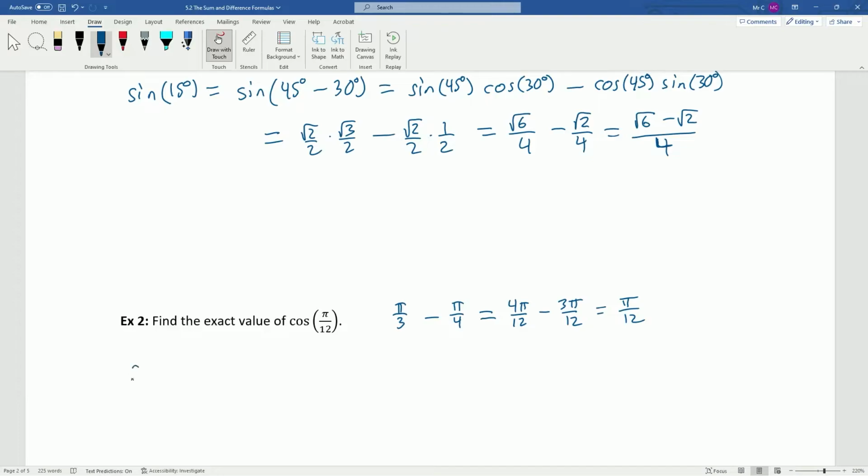So that tells me that I can rewrite cosine of pi over 12 as cosine of pi over 3 minus pi over 4. And now I can apply my cosine formula. And the cosine formula is cosine, cosine, sine, sine, and the sign in the middle is opposite.